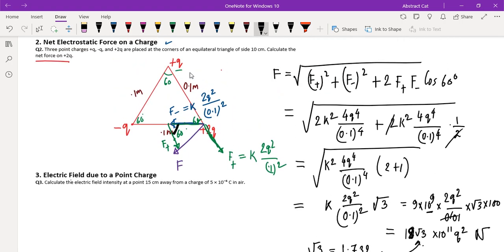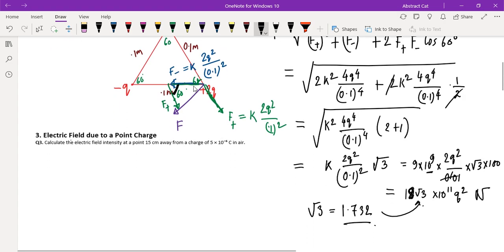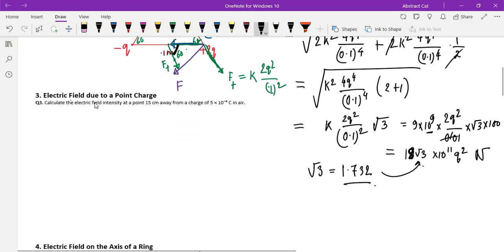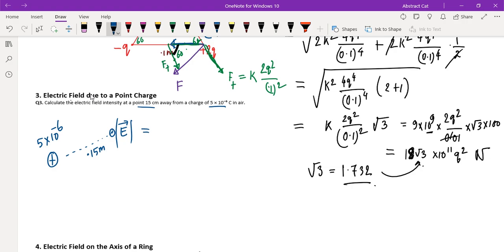That is very important, how to solve that type of numerical. Next we solve number 3. Calculate the electric field intensity at a point 50 centimeter away from the charge. Charge is given, suppose plus charge 5 into 10 to the power minus 6. So here the 50 centimeter means 0.5 meter. Calculate the electric field at that point. So here just calculate only the magnitude.